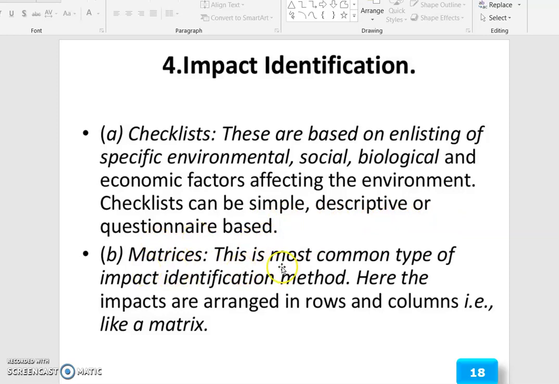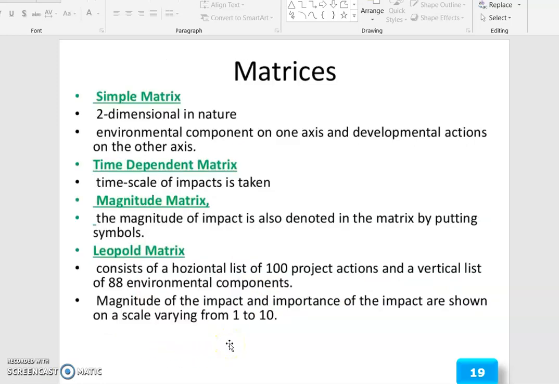Matrix is the most common type of impact identification method. Here, the impacts are arranged in rows and columns, like a matrix. The types of matrix are simple matrix, time dependent matrix, magnitude matrix, and Leopold matrix.